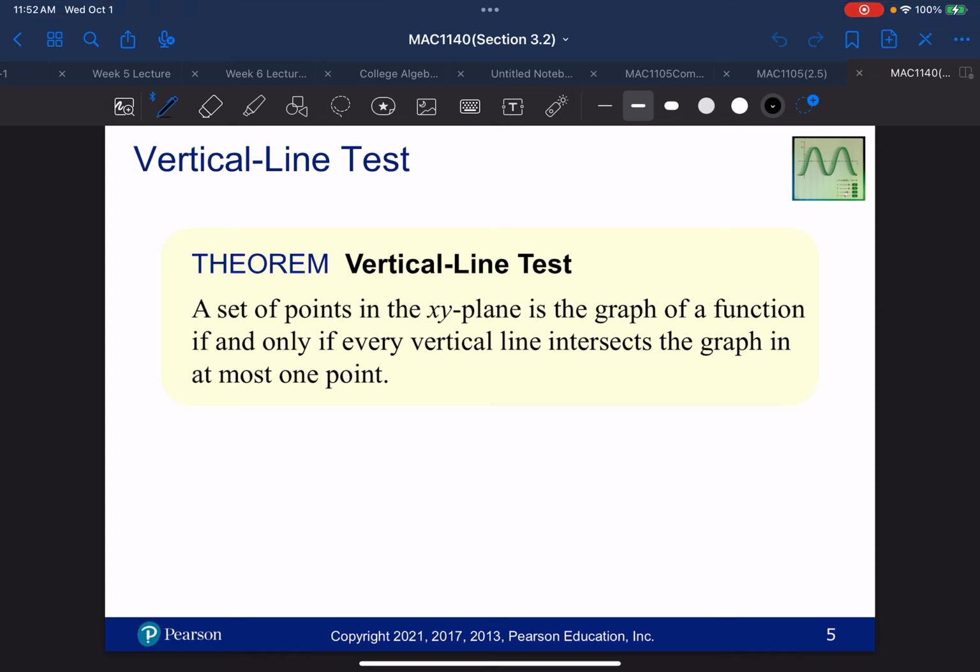The first thing we're going to talk about is how to use the vertical line test to determine whether the graph is a function or not. This test tells us that if we inspect a vertical line across every point of the graph, and it only crosses our vertical line once, then it is a function, because then every x value only has one output.